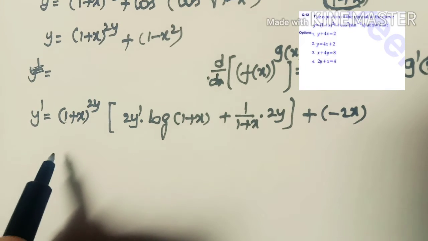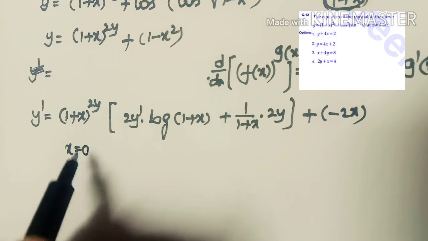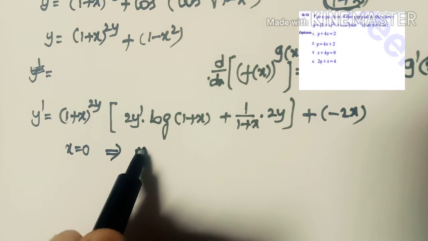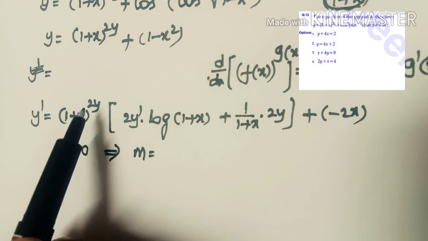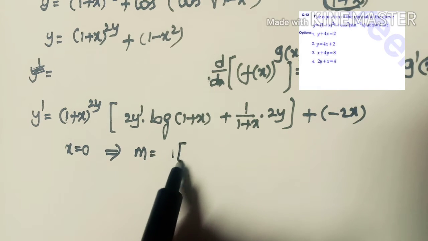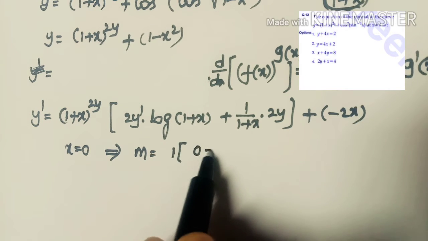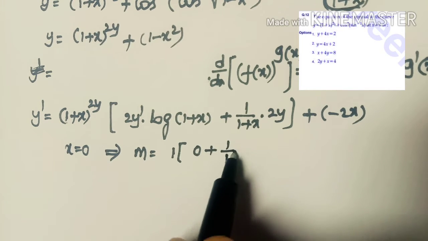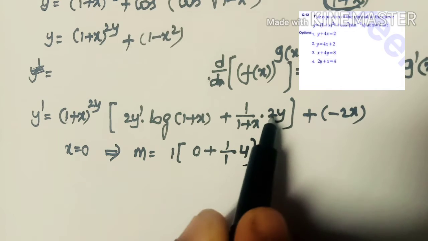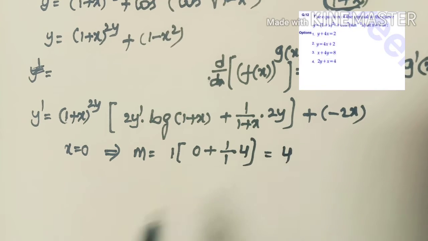Now we take the derivative value at x = 0. So at x = 0, m = (1 + 0)^(2y), that is 1, into log(1 + 0), log 1, which is 0. Plus 1 by 1 into 2y, with y = 2, 2 twos are 4. Therefore the slope value is 4.